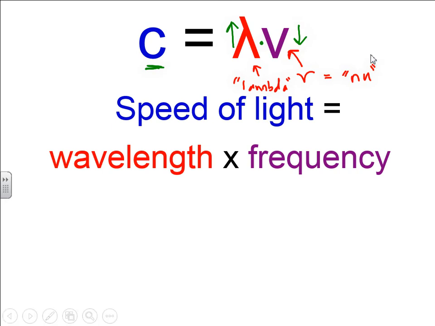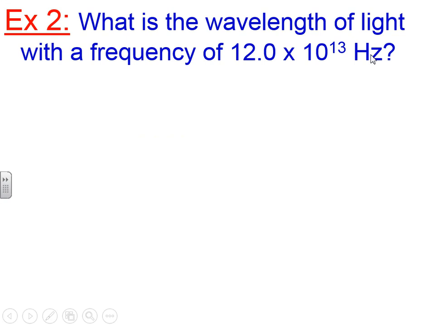So what we can do then is rearrange and solve for wavelength. If we have to solve for wavelength, then we would divide by frequency, and we get speed of light over frequency equals wavelength. If we want to solve for frequency, we'll do the same thing to wavelength. We can say the speed of light divided by the wavelength equals the frequency. So these are the two derived equations of the original equation. And we'll do some calculations with them. So in fact, here's the first calculation. What is the wavelength of light with a frequency of 12.0 times 10 to the 13th hertz?